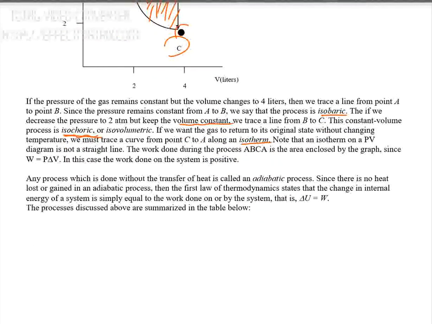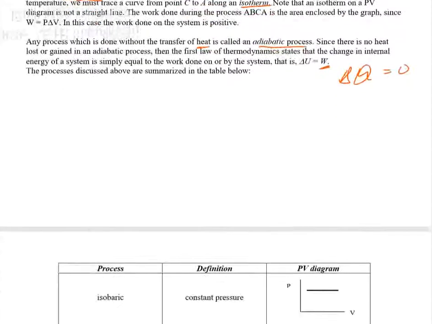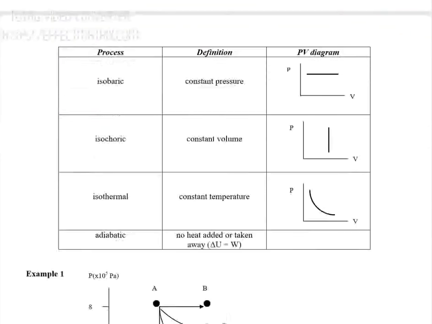Any process which is done without transfer of heat is called an adiabatic process. That means without transfer of heat. That means if Q is 0, if the internal energy of a system is only determined by the work done by or on the system, we can say the process is what? Adiabatic process. And we can summarize this in a table.